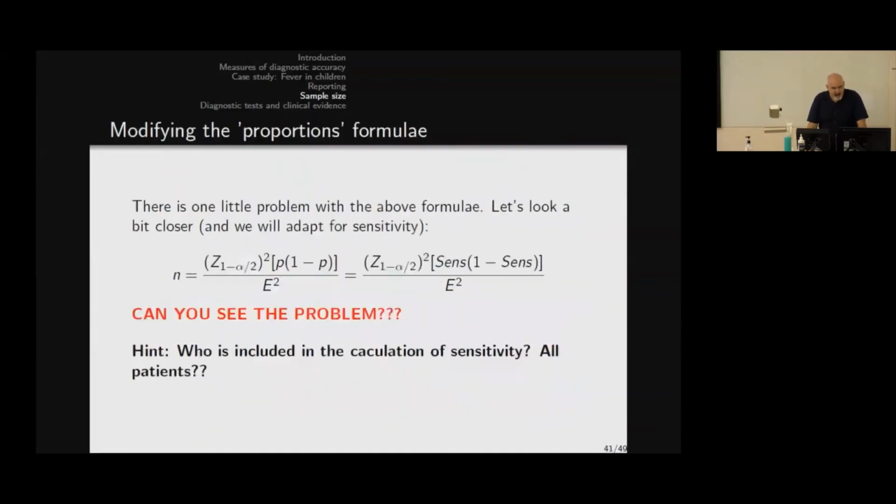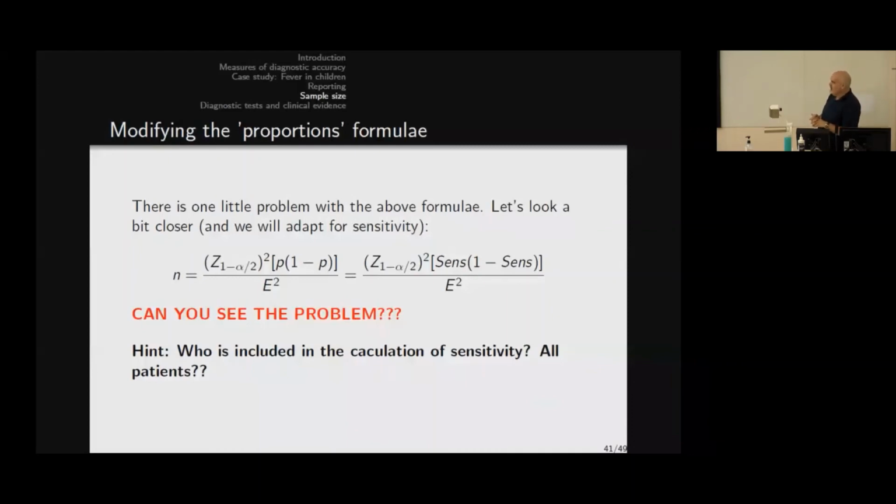Okay, but I just want to mention one thing here. There is a little problem with this formula. If I wanted to calculate the number of people for a particular sensitivity, are all of my, I shouldn't say patients, are all of my participants included in that formula?